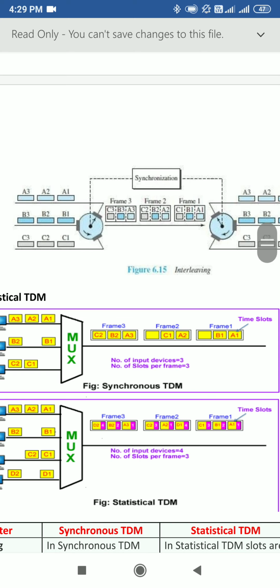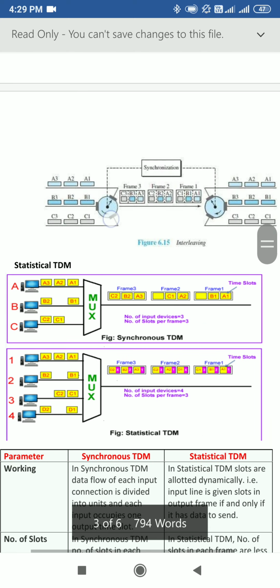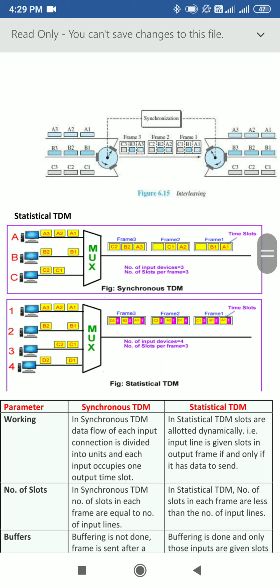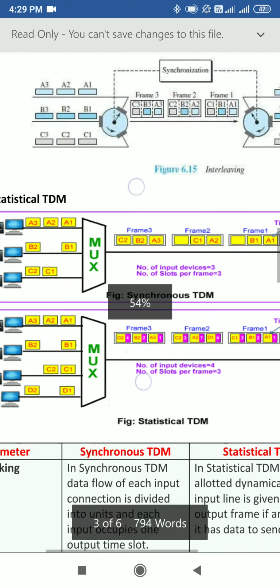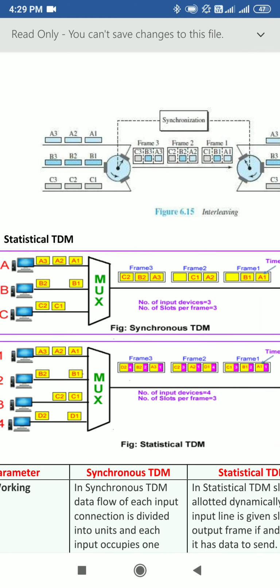Now we'll see the next one, statistical TDM. You can just observe the diagram of synchronous and statistical TDM. Just see the diagram of synchronous TDM. See, we have device A, device B and device C, and for device A the data is divided into three units, A1, A2 and A3. Device B has divided its data only into two units, B1 and B2, and C has divided its data again only into two units, C1 and C2.